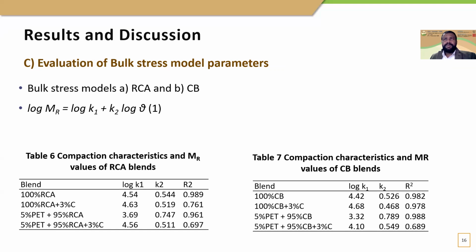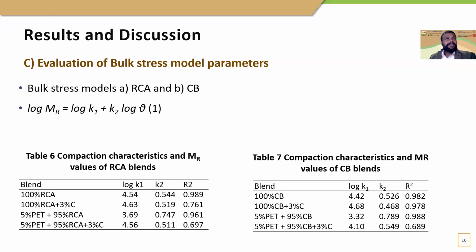According to the previous figures, the log MR values of RCA and CB blends and the theta model parameters of log K1 and K2 of the blends are presented in this table. And it increases with the log theta values. Bulk stress of the sample depends on the applied confining pressure. Because of the high particle interlocking at high confining pressures, the log MR values of the blends have increased with log theta. Bulk stress models of RCA show higher K1 and K2 parameters than the bulk stress models of CB.